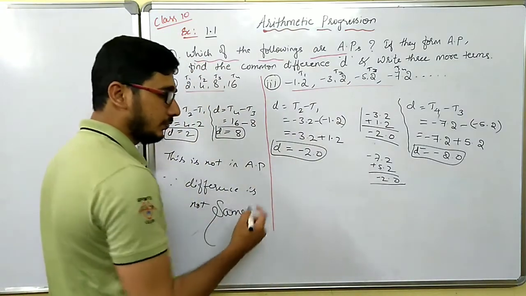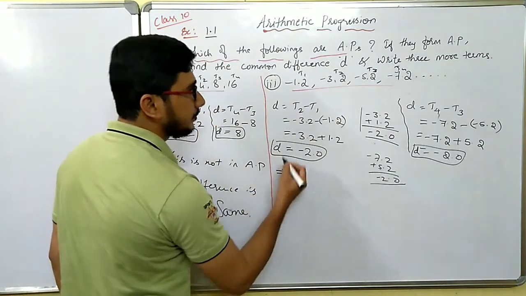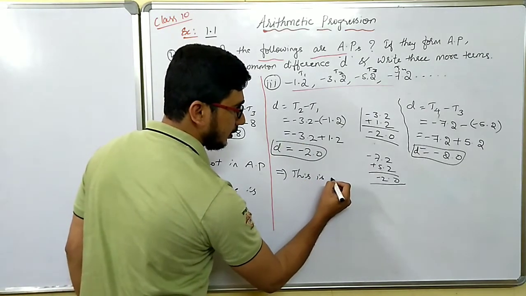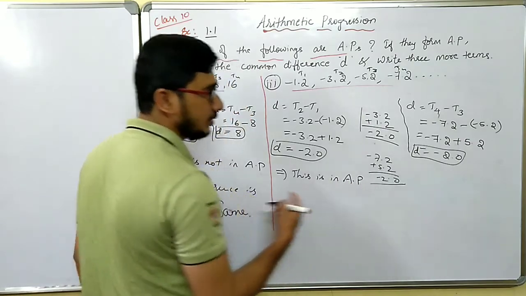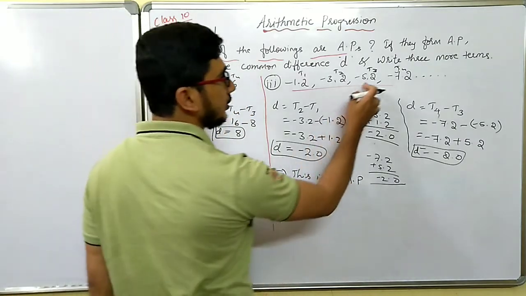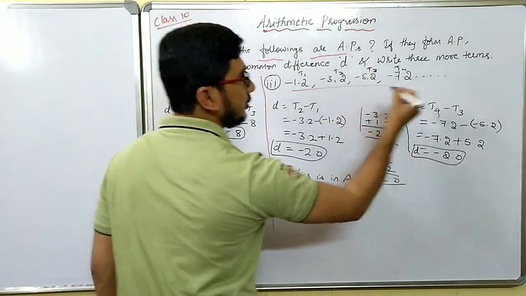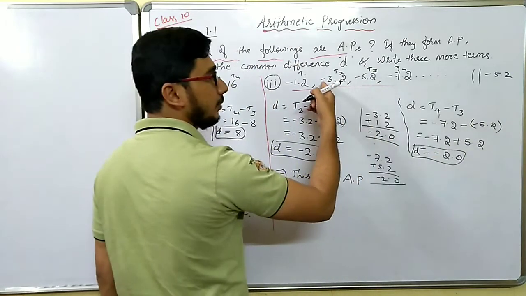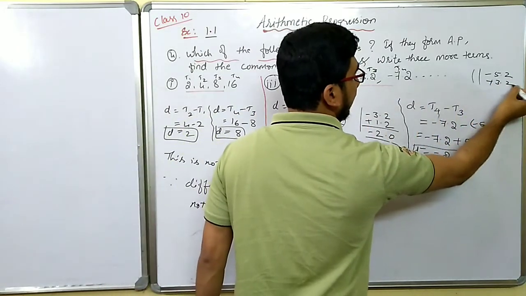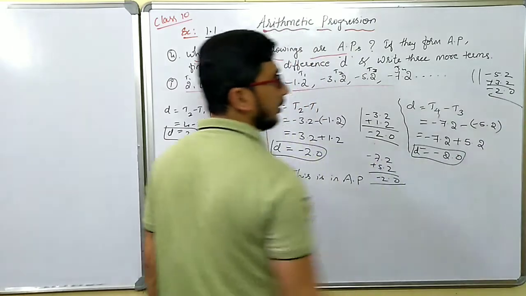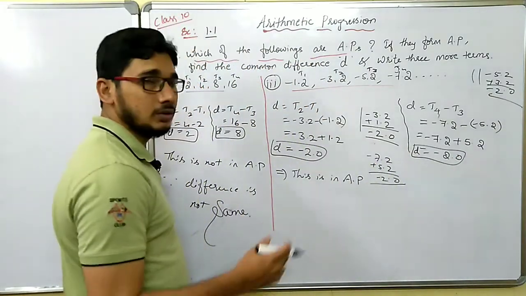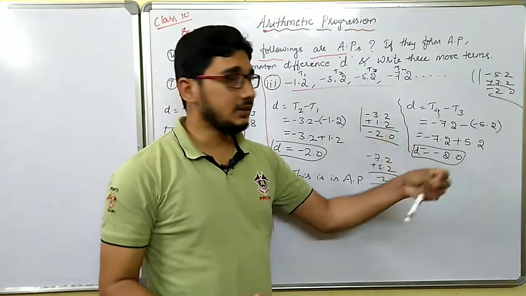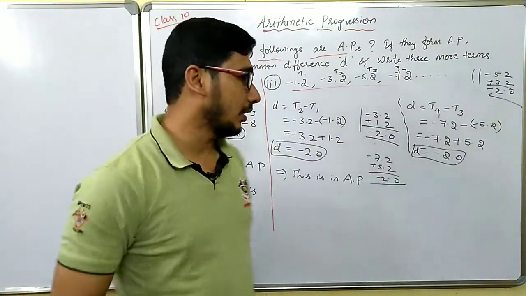Here also minus 2. This implies this is in AP. Why? Because the difference is the same. You can check this also. T2 minus T1, just I'll do it here. Minus 5, minus of minus becomes plus 3.2. Again you will get minus 2 only. For rough I have written. If you want, you can do it like this only. D is equal to T3 minus T2. Apply, you will get the same answer. Okay, let us go.